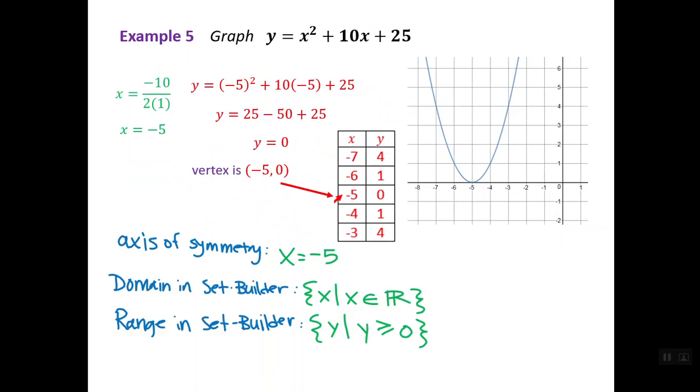The range, however, keeps continuing up to be greater and greater values, but you can see that there's no y value that goes below 0. So the range is all of the numbers that are 0 or greater. We would write that y is greater than or equal to 0. That's it.